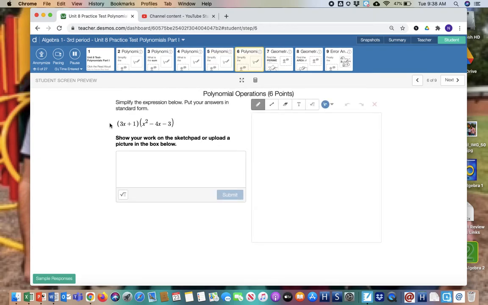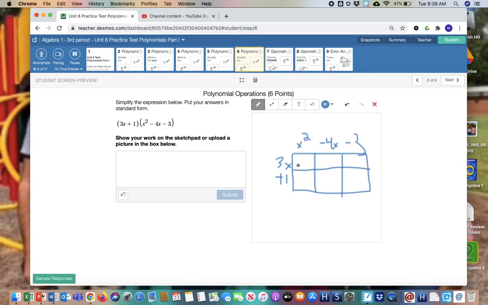All right, next, I have a binomial times a trinomial. So in this case, I've got 2 terms times 3 terms. I'm really doing the same thing here as what I did in the last problem. It's just now I've got to multiply more times, and then I'm going to have to combine more sets of like terms. So I see my x squared, my negative 4x, my negative 3, my 3x, and I put my 1. And now I just need to multiply into every box.